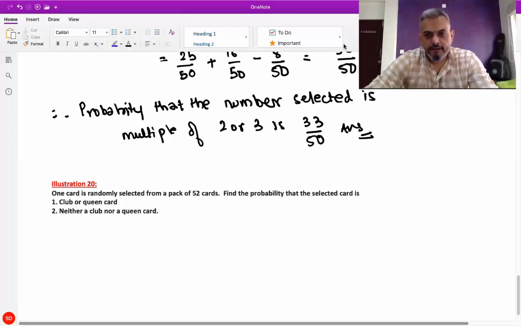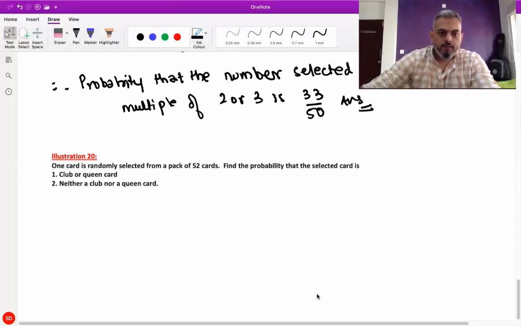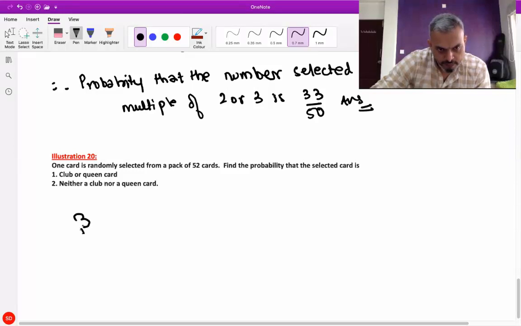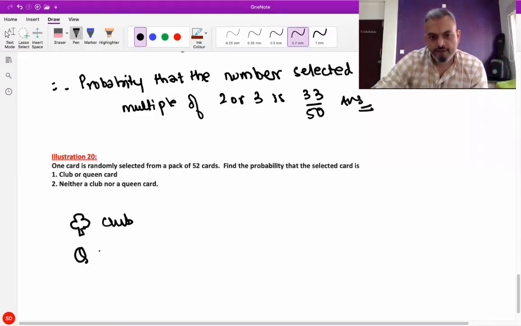One card is randomly selected from a pack of 52 cards. Find the probability that the selected card is a club or a queen, neither a club nor a queen. So, what is club? Now in cards, we have various symbols. Club is this symbol. This symbol is known as club. And queen will have Q written over there with a face of a queen.